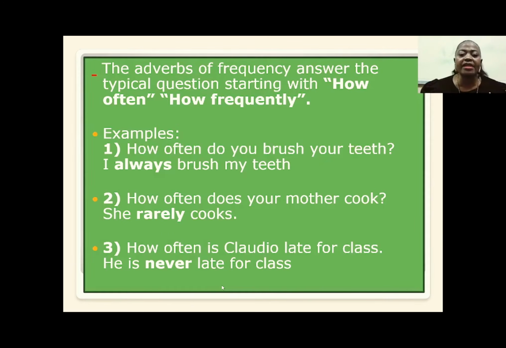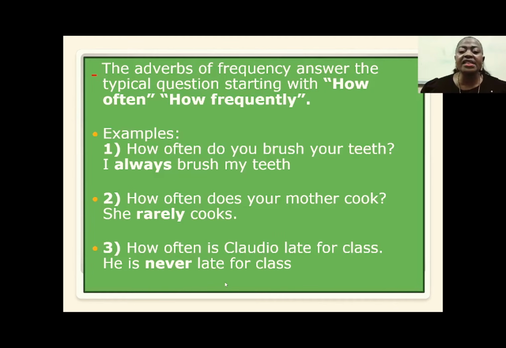Question number 2: how often does your mother cook? She rarely cooks. It means she doesn't cook most of the time. Probably she lives on buying ready-made food. So, how often does your mother cook? She rarely cooks.